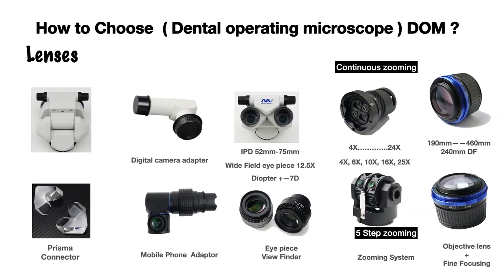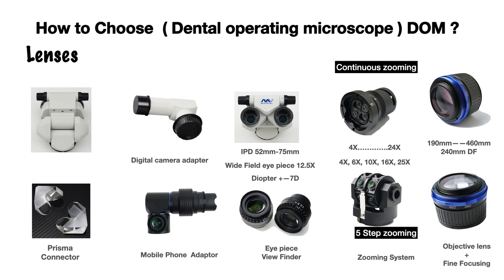About the lenses, we have the objective lens. As much as possible, try to choose the high number. Here we have 190 to 460. This is my microscope again. We have a depth of focus of about 240. With the objective lens, we also have a manual fine focus. Here we have a zooming system, continuous. We have a continuous zoom, and we have a step one. I advise you to choose the continuous one, continuous zooming.